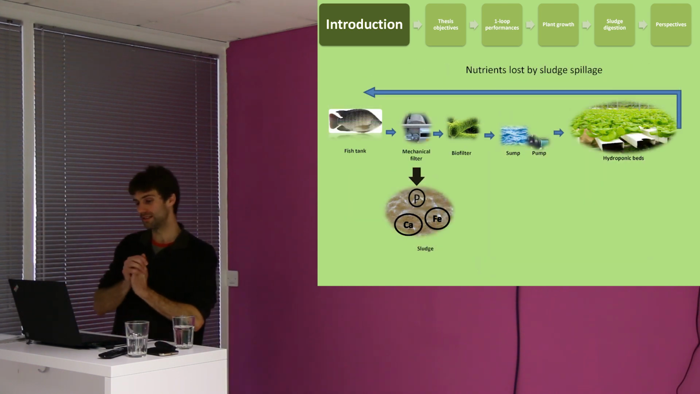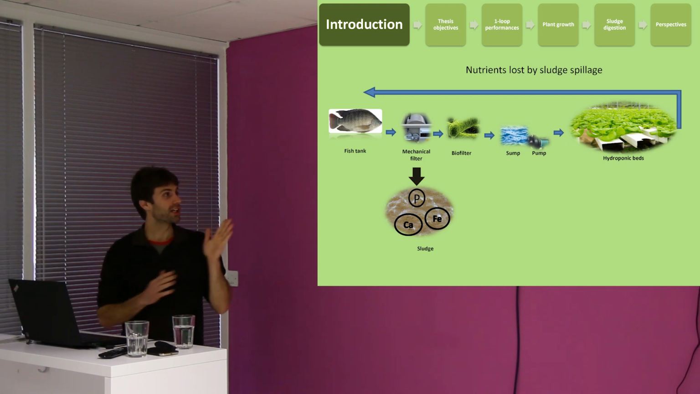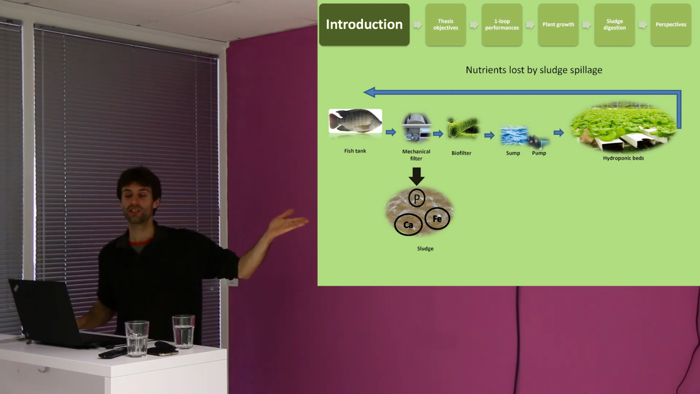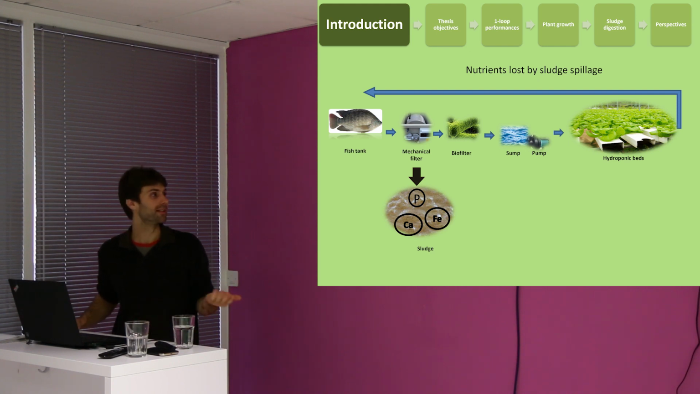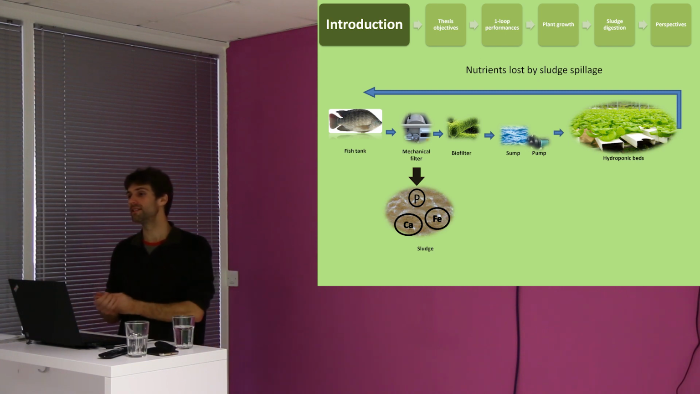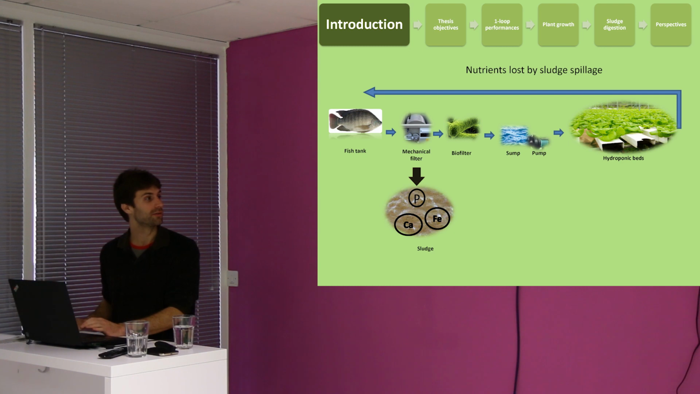Another issue is that we use mechanical filtration, and as soon as you use this, you remove the sludge out of the system, and many nutrients are contained in the sludge. Especially phosphorus is mainly released in undissolved form by fish, so you remove it directly out of the system. But we just saw that phosphorus was already really low compared to hydroponics.